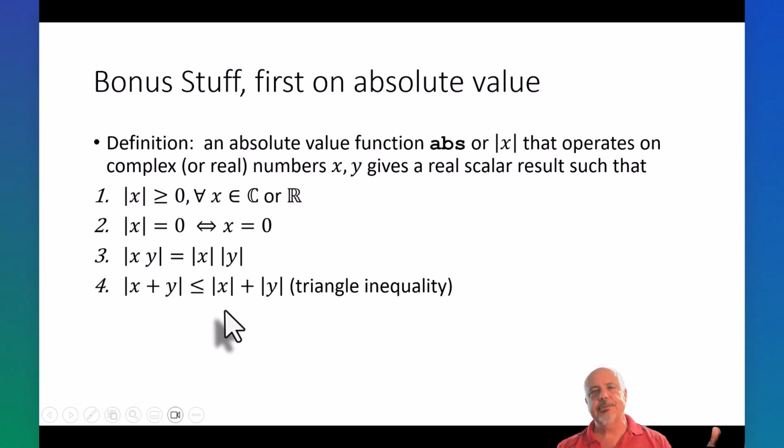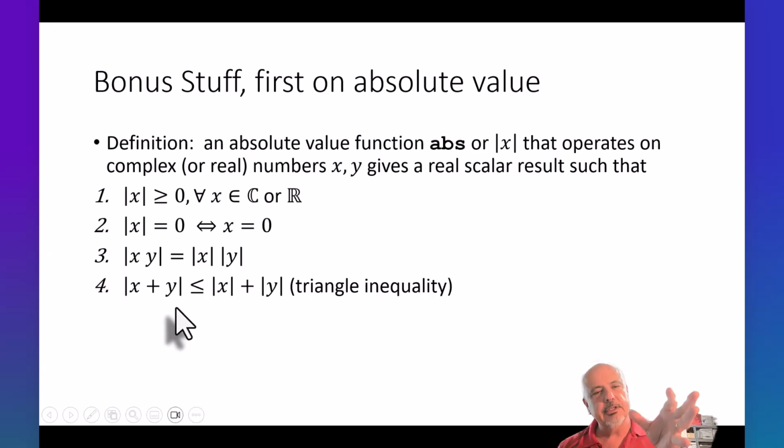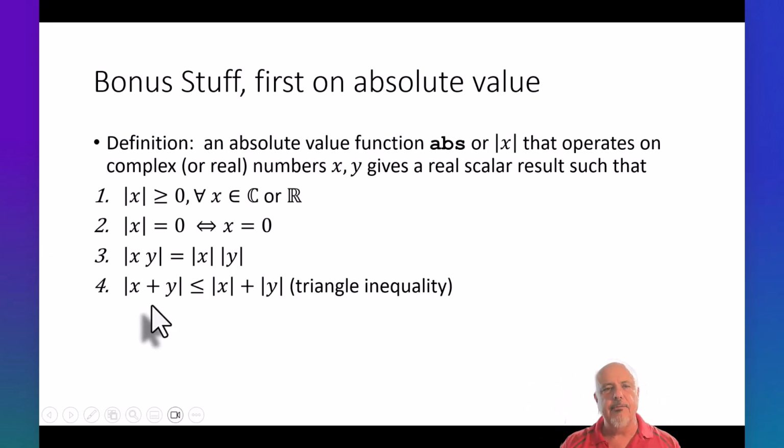And then we use this quite a bit, the triangle inequality, that says that if you take two real values and you add them together, the absolute value of that is going to be less than or equal to the sum of the absolute values. Yep, I said that right. Okay, so that's on absolute value.